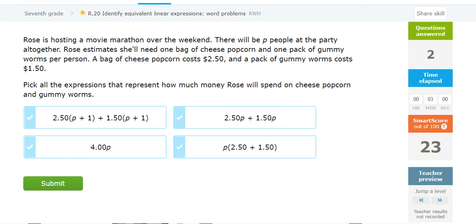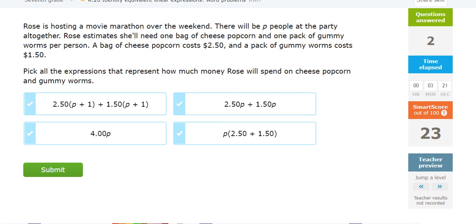So Rose is hosting a movie marathon over the weekend. There will be P people at the party altogether. Rose estimates she'll need 1 bag of cheese popcorn and 1 pack of gummy worms per person. A bag of cheese popcorn costs $2.50, and a pack of gummy worms costs $1.50. Pick all the expressions that represent how much money Rose will spend on cheese popcorn and gummy worms.